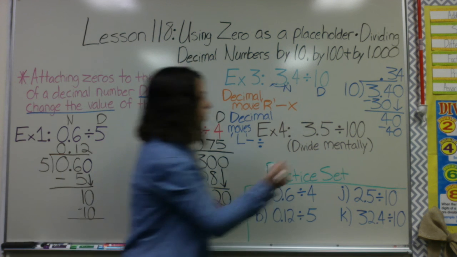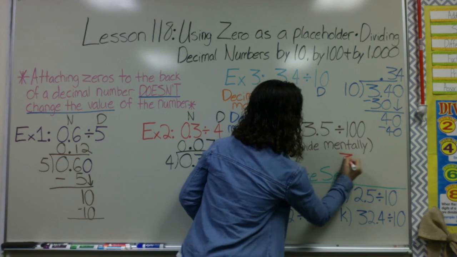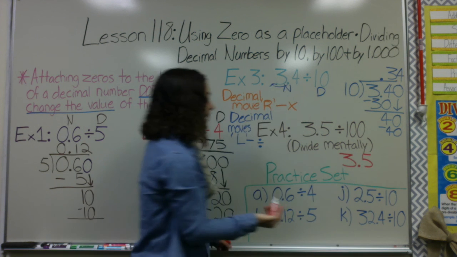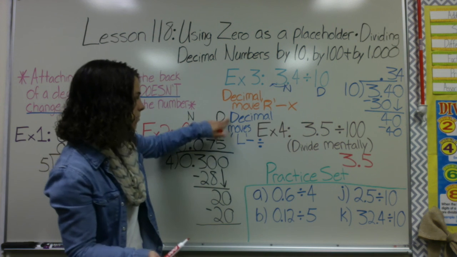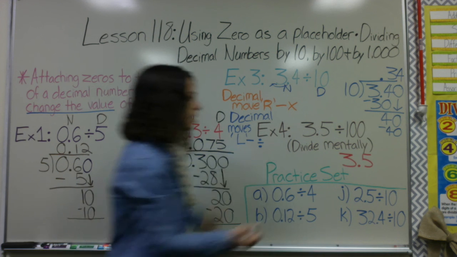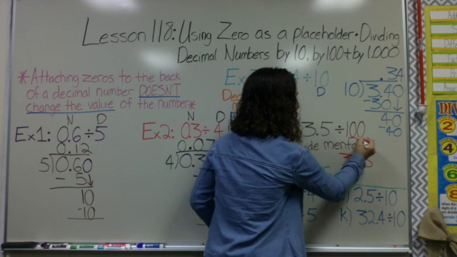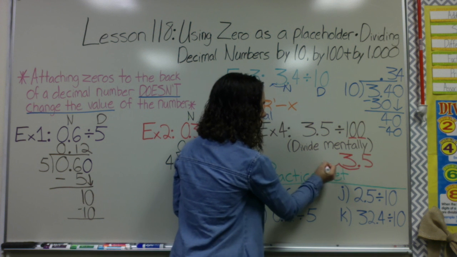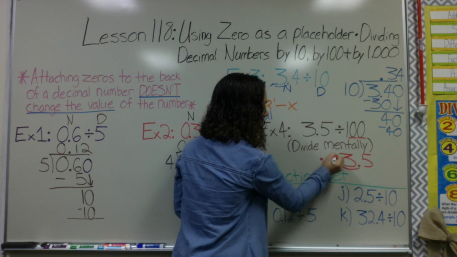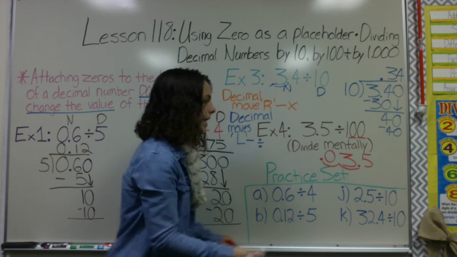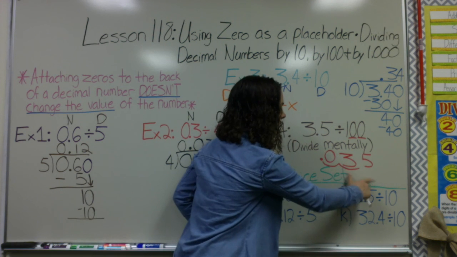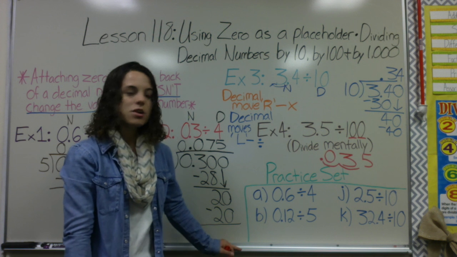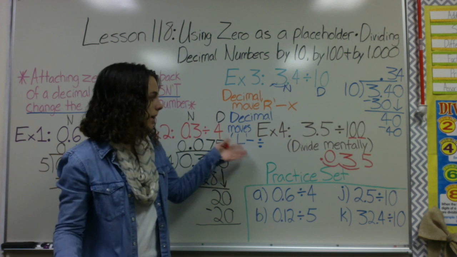So if I have 3 5/10, I'm going to move it left because I'm dividing. Decimal moves left for division. And I have 2 zeros, so that means I'm moving it 2 times. 1, 2. My decimal point goes here. I need a 0 right here. My answer would be 35 thousandths. 35 thousandths should be your answer, and that would be our entire lesson.